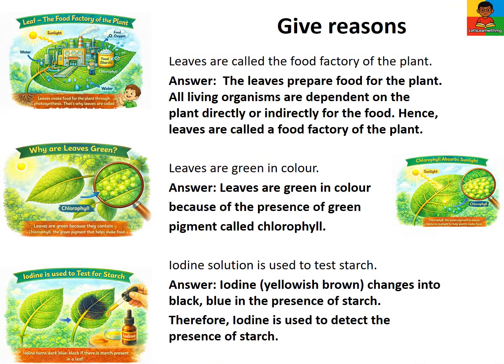Give reasons. Leaves are called the food factory of the plant. Answer: the leaves prepare food for the plant. All living organisms are dependent on the plant directly or indirectly for food. Hence, leaves are called a food factory of the plant. Leaves are green in color. Answer: leaves are green in color because of the presence of green pigment called chlorophyll.